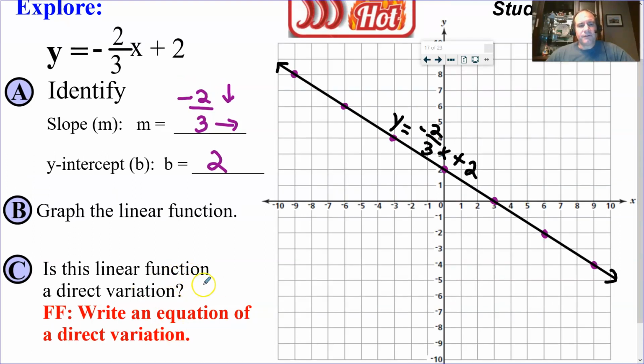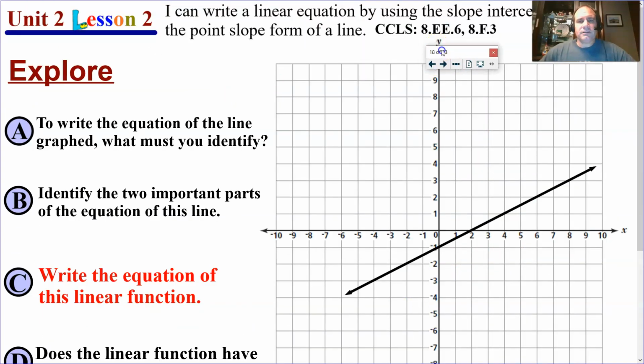Is the linear function a direct variation? No, it is not. Write an equation that has a direct variation. I am going to write y equals 2x. All right, and that is that. Let's go on to the next page.